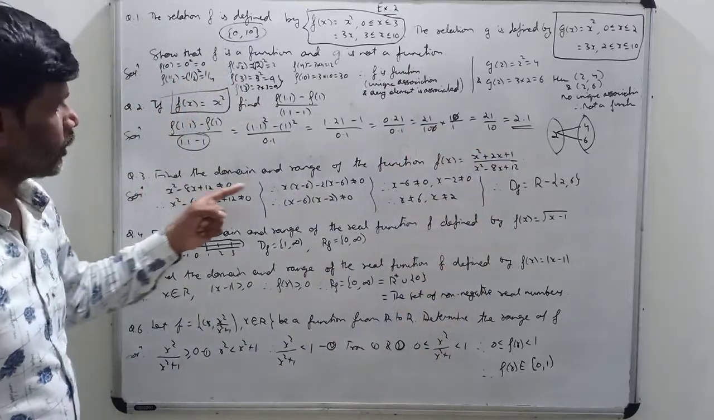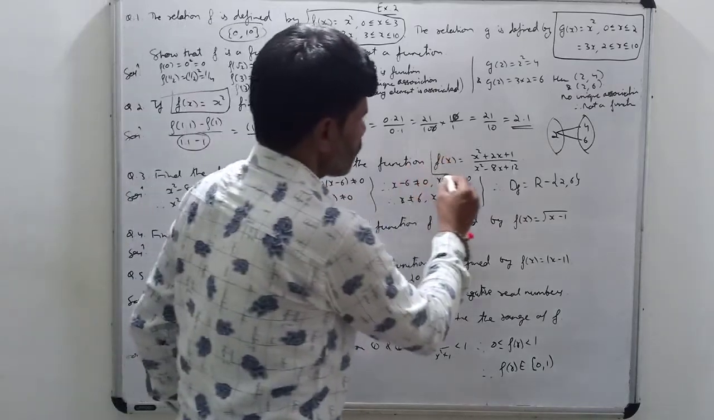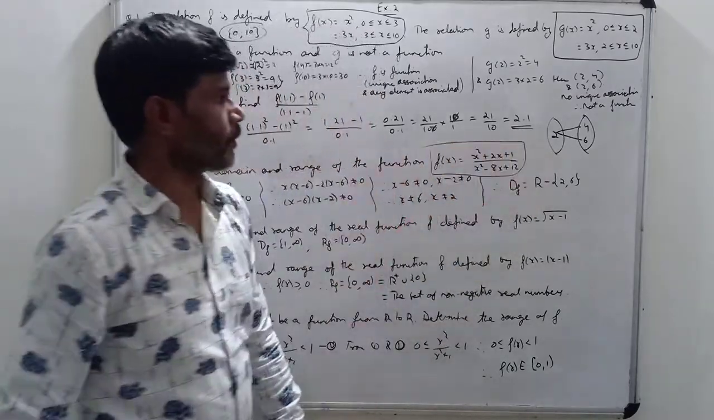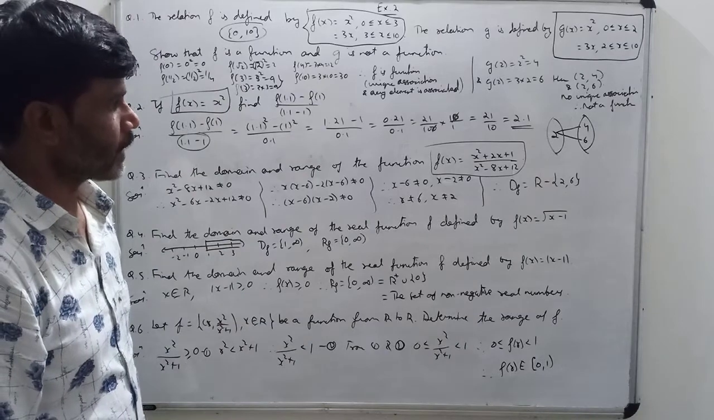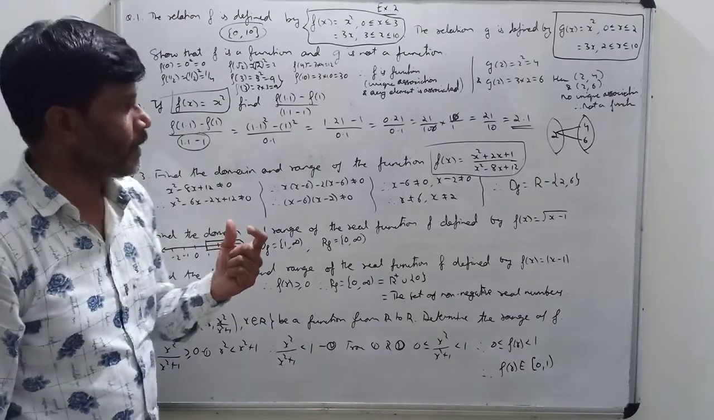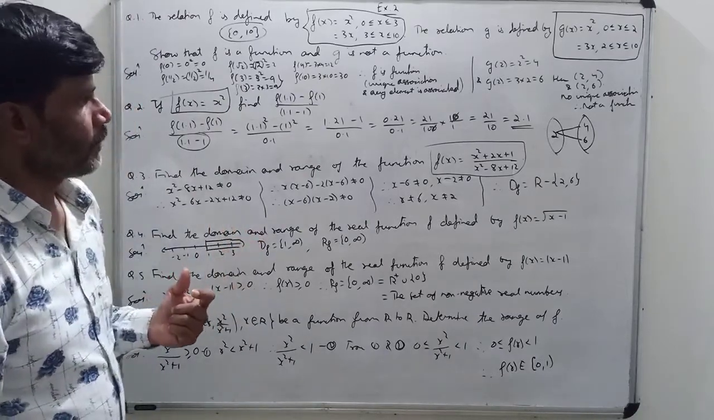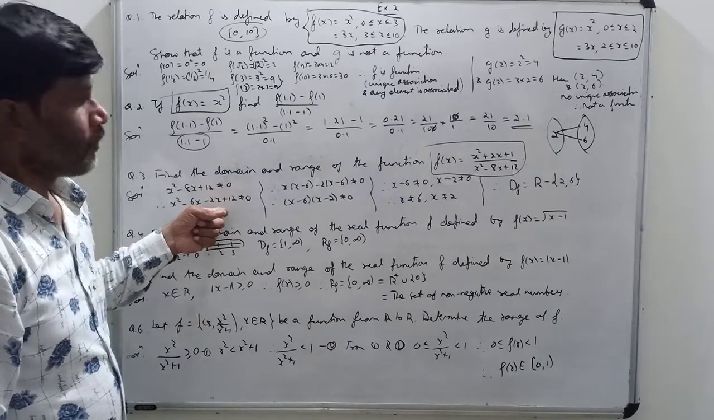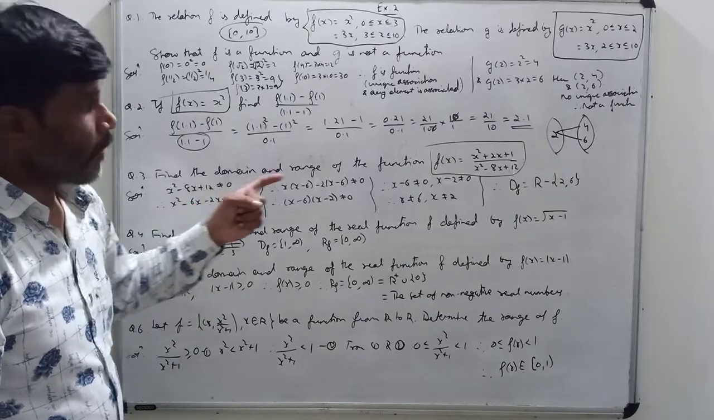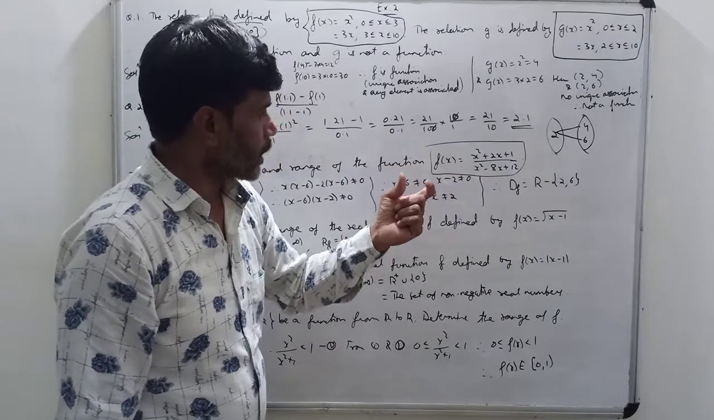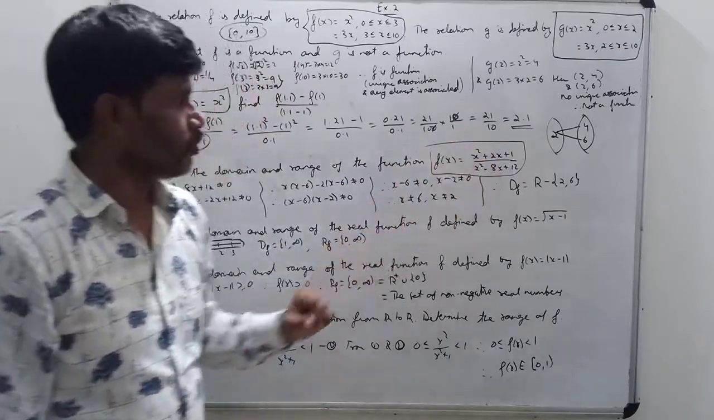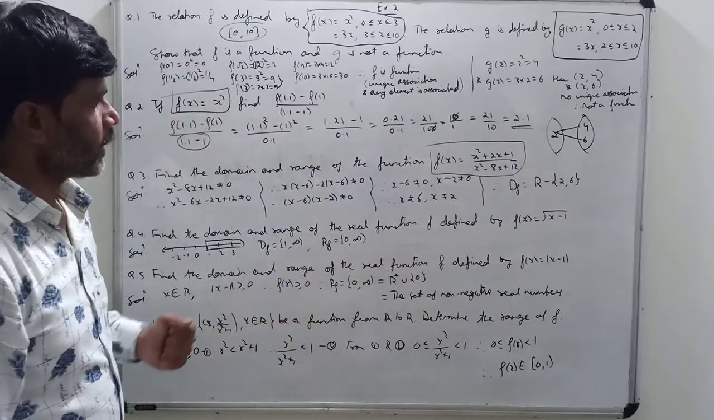Now question number 3. Find the domain and range of the function. This is a function: x square plus 2x plus 1 upon x square minus 8x plus 12. Now domain means what? The values of x for which f(x) is defined.